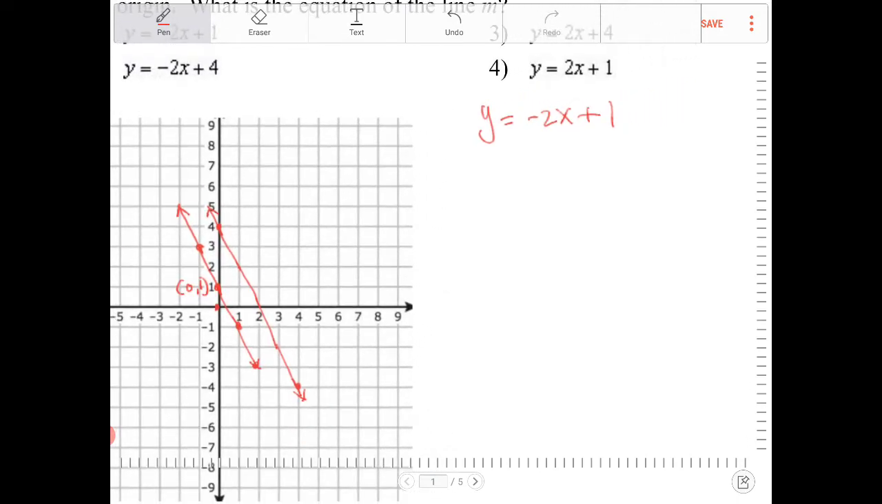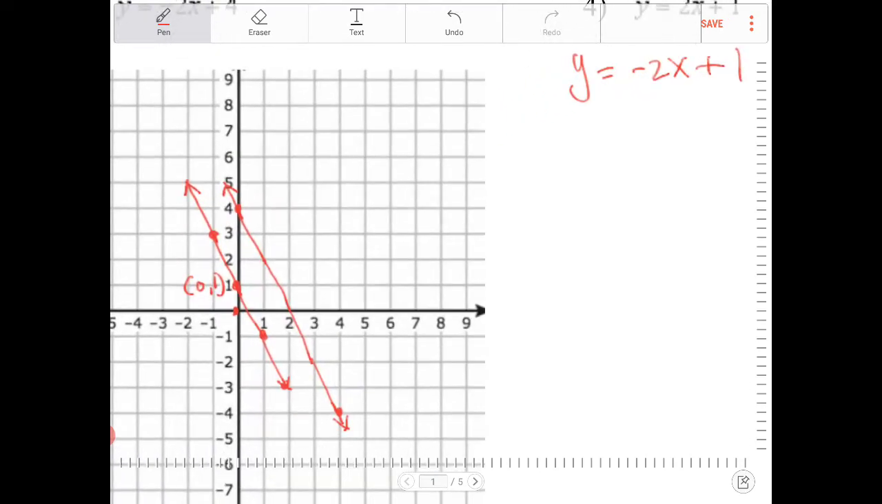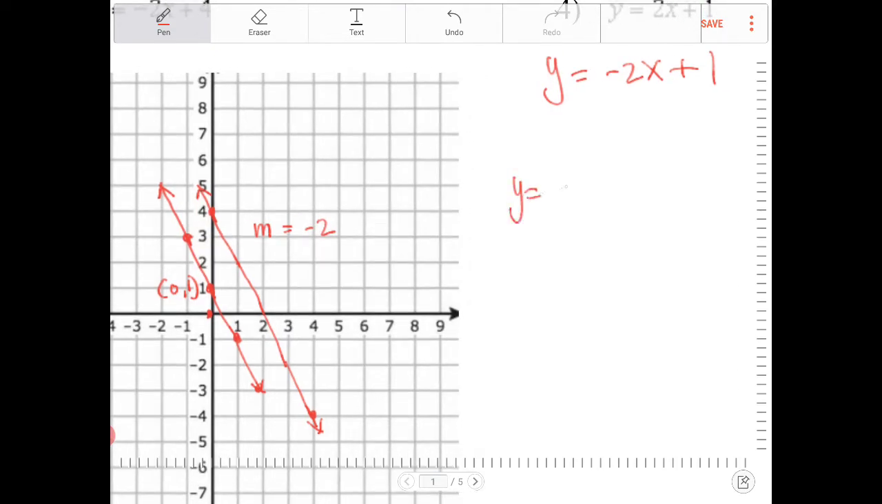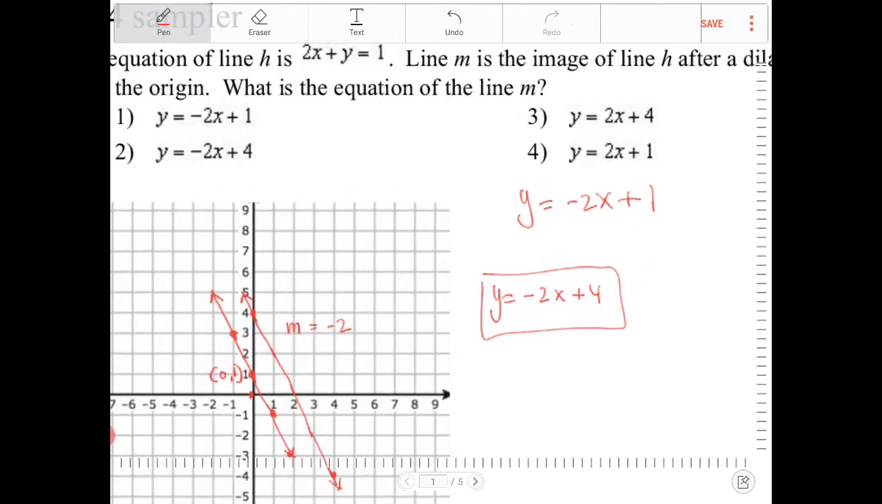So anyway, this line that's been dilated will always end up having the same slope, so the two lines are parallel. So m is equal to negative 2, and you can see here that the y-intercept is 4, so the equation will be negative 2x plus 4. So that would be option 2.